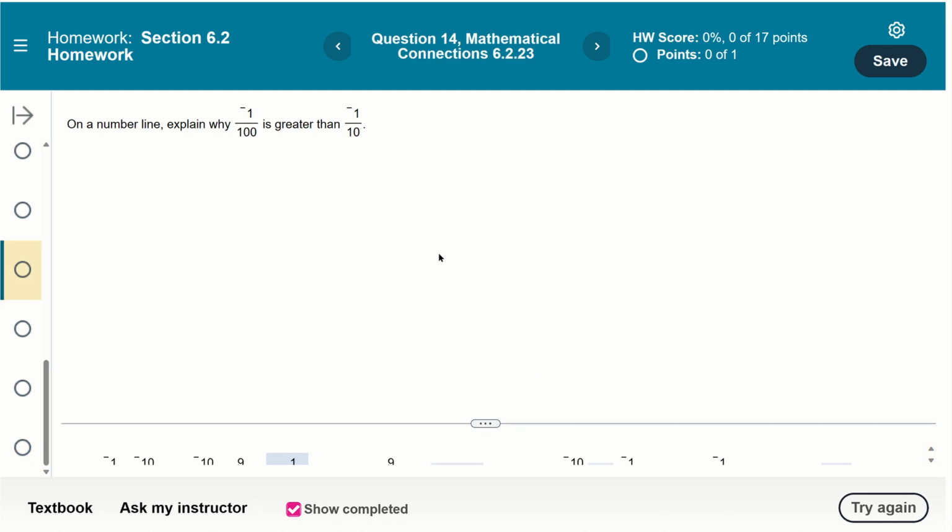All right, so here we want to explain why on a number line, why negative 1 over 100 is greater than negative 1 over 10. So it's a little bit easier if you actually try to understand which one is the larger fraction in its positive format. In other words, let's look at the opposites. Let's compare 1/10 to 1 over 100, right?